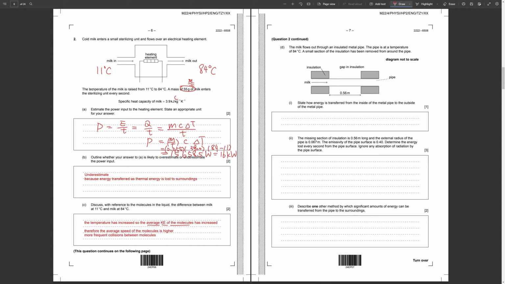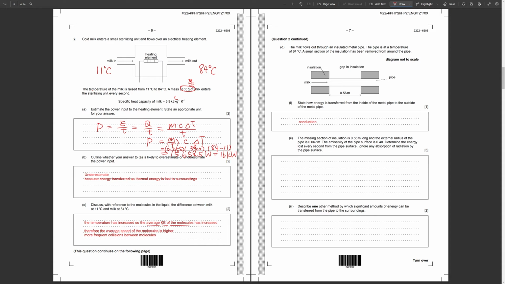Part D, we have a cross-sectional view of the pipe which is containing the milk. Most of the pipe is insulated, except there is a small section of the insulation being removed. The part 1 question is, how is the energy transferred from the inside of the metal pipe to the outside of the metal pipe? Because the milk and the pipe are in contact, the energy transfer here is a conduction process.